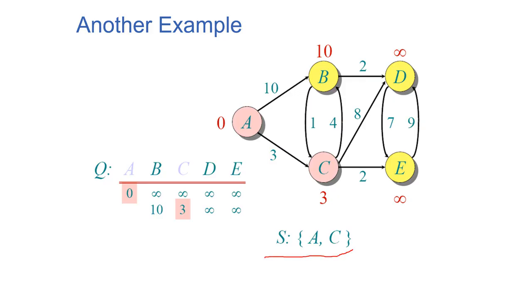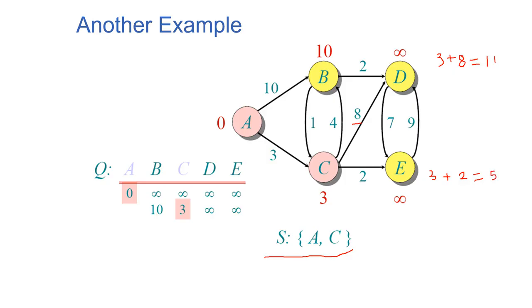So now after knowing C, what are the other vertices that are reachable? From C we can reach D. In order to reach C it takes me 3 units, and from C to D it takes me 8 units. So D is reachable in 11 units. How about E? A to C takes 3 units and C to E takes 2 units. So E is reachable in 5 units.